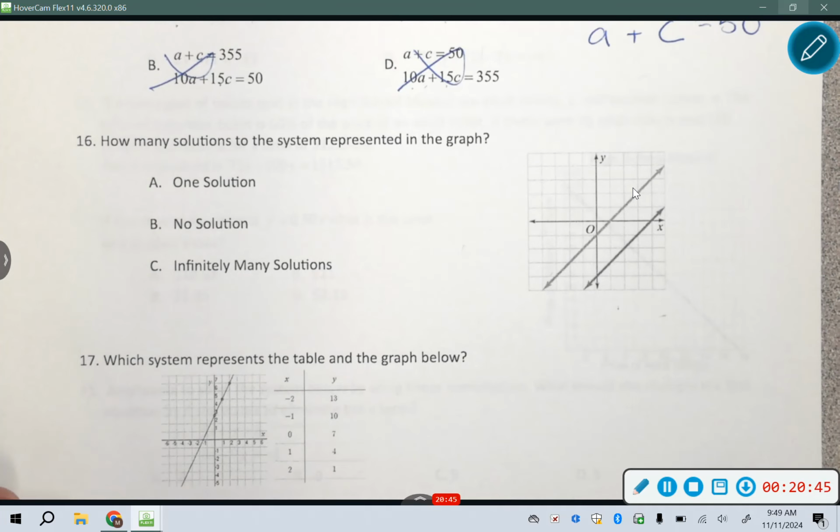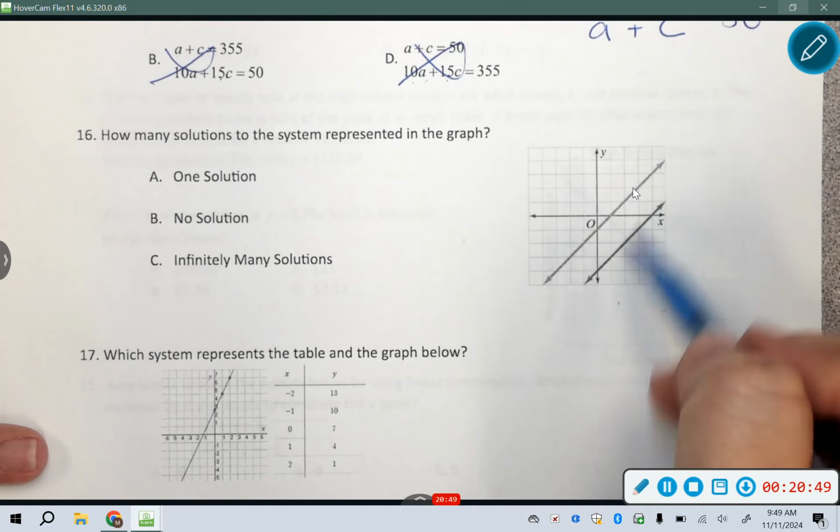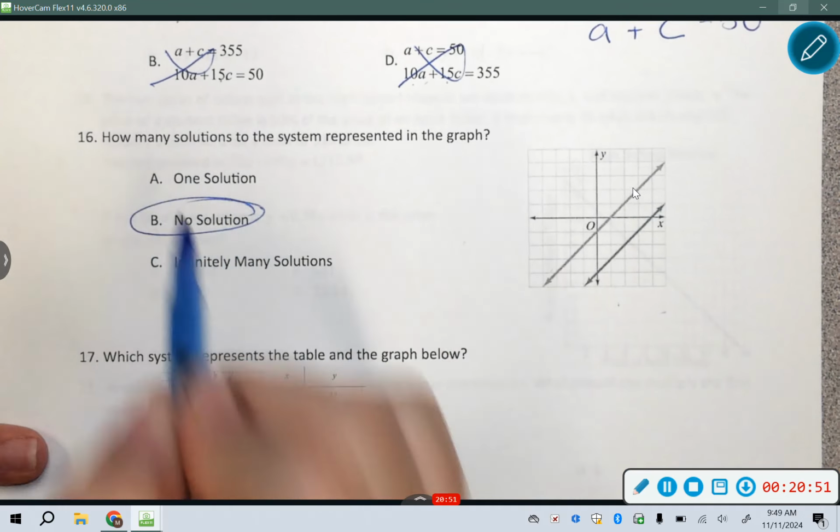Okay, 16 says how many solutions to the system? Well, they never touch. Do they touch? No, so it's no solution.